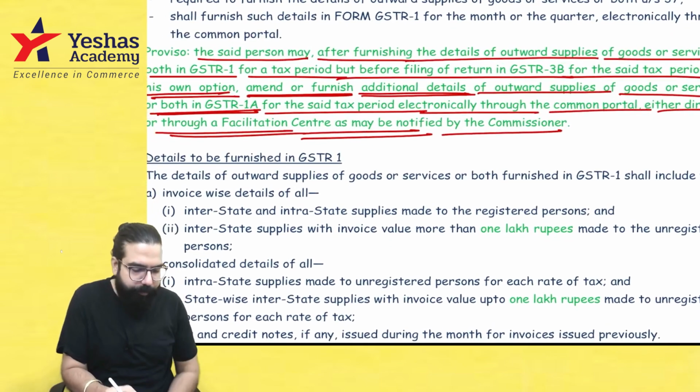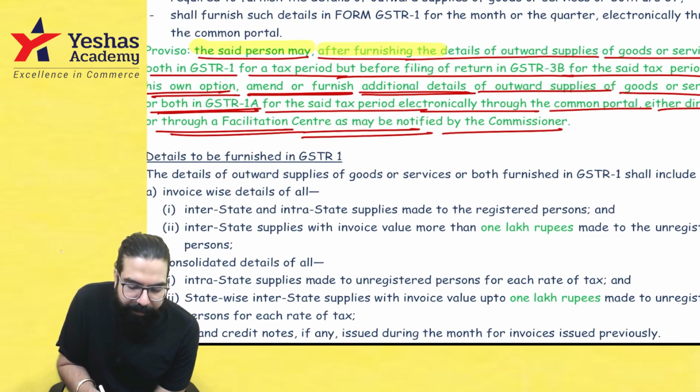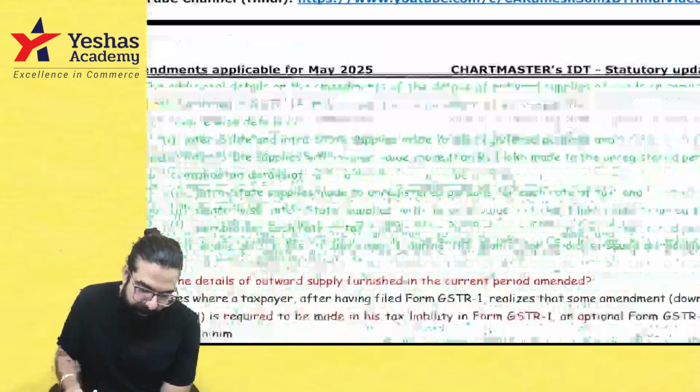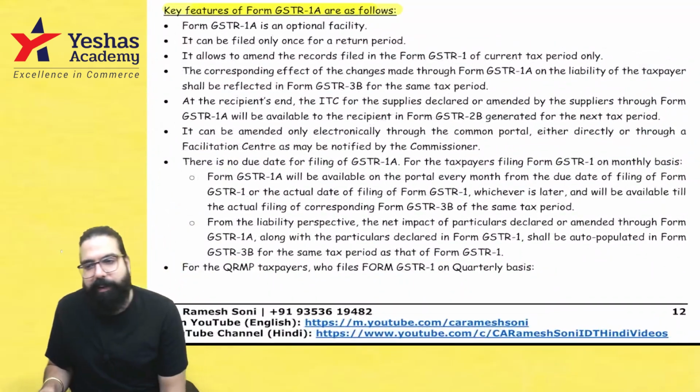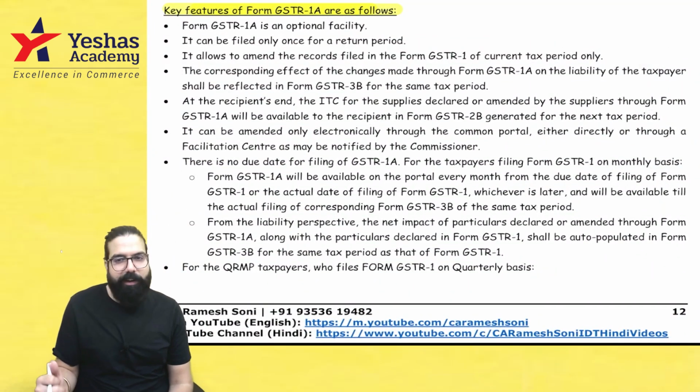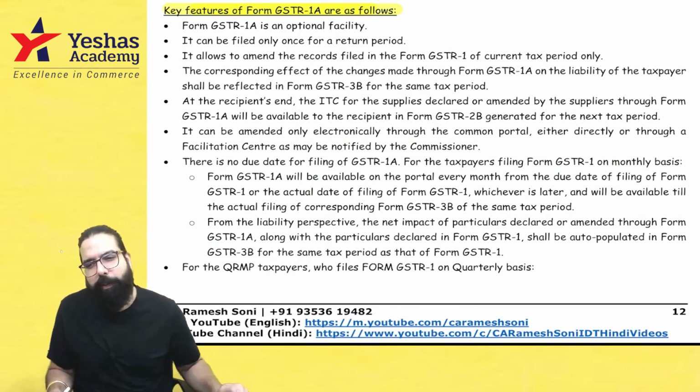See, the said person may, after filing the details of outward supply of GSTR 1 for a tax period, but before filing GSTR 3B, at his option, amend or add details in GSTR 1A for the said period. Now here, there are some questions which they have asked, and that is being told over here. Please listen, these key features which I have written. Listen carefully.